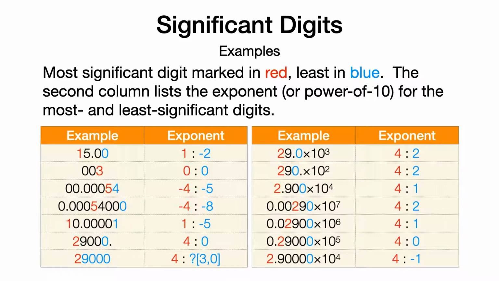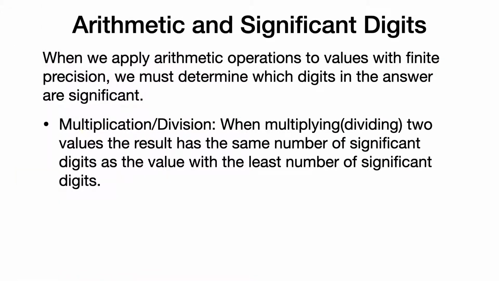But I think you get the idea. All right. Now, what happens if we do arithmetic with significant digits? Well, when we apply arithmetic operations to values with finite precision, we must determine which digits in the answer are significant. So for multiplication and division, when we multiply or divide two values, the result will have the same number of significant digits as the value with the least number of significant digits.